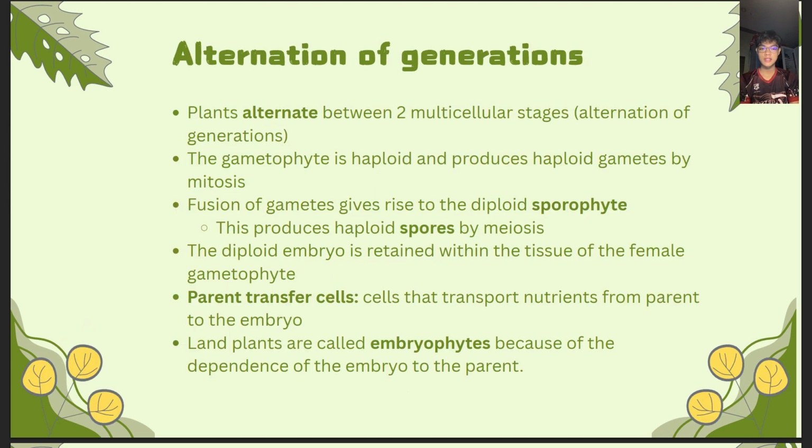Okay, the first one is called alternation of generations. Plants alternate between two multicellular stages, the haploid gametophyte, which produces gametes by mitosis, and the diploid sporophyte, which produces spores by meiosis. The fusion of gametes, male and female, gives rise to a diploid sporophyte. This, in turn, produces haploid spores by meiosis, and the diploid embryo is retained within the tissue of the female gametophyte. The placental transfer cells are cells that transport nutrients from parent to the land embryo. Land plants are called embryophytes because of the dependence of the embryo on the parent.